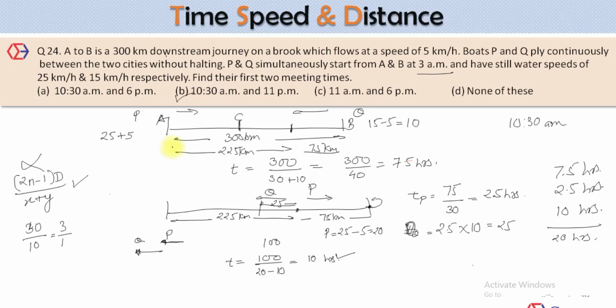Is it clear? Yes or no? We need to add 20 hours. Now look at this. It should be 11 p.m. or not? We'll add it. 20 hours must be added in which time? 3 a.m. 3 a.m. plus 24 hours will give you what? Again 3 a.m. But I need to add only 20 hours, so I'll subtract 4 hours from this 3 a.m. So that will give you 11 p.m. So the correct answer is what? Second option.